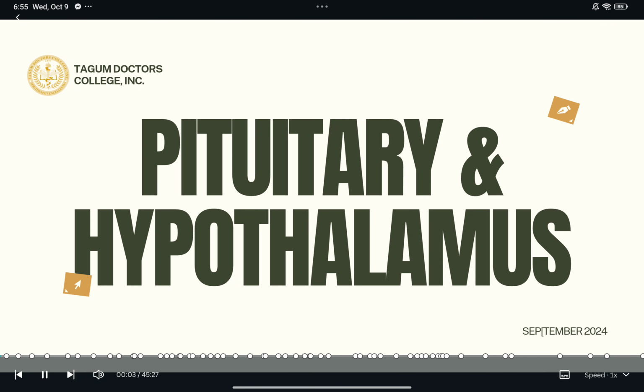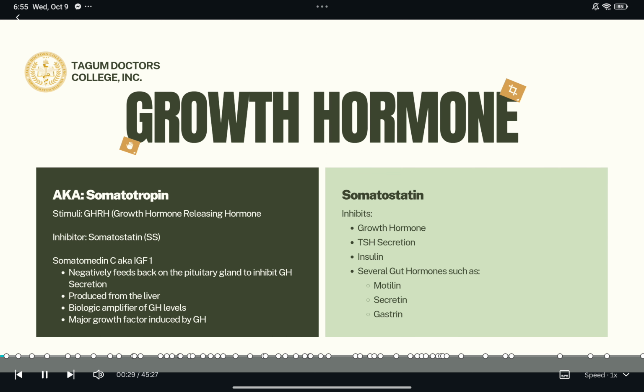So today we will be continuing our discussion on the hormones of the pituitary and hypothalamus. I think the last time we ended our discussion on the growth hormone. So just a little recap. Growth hormone, also known as somatotropin, and its inhibitor would be somatostatin.